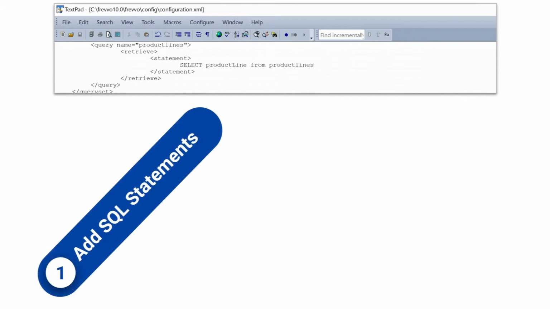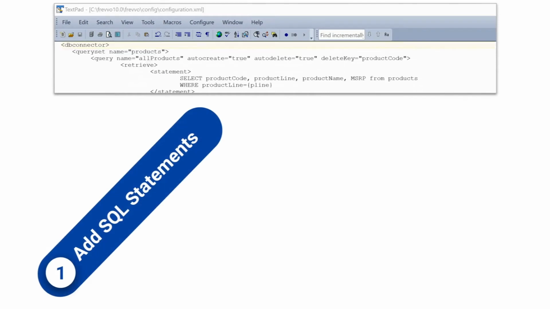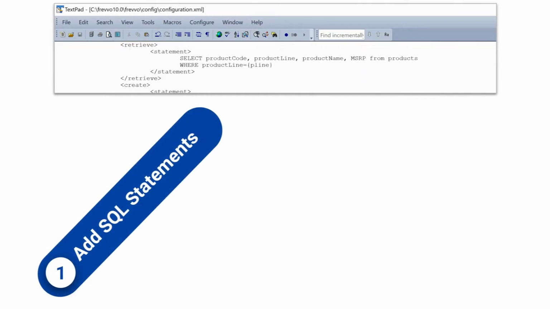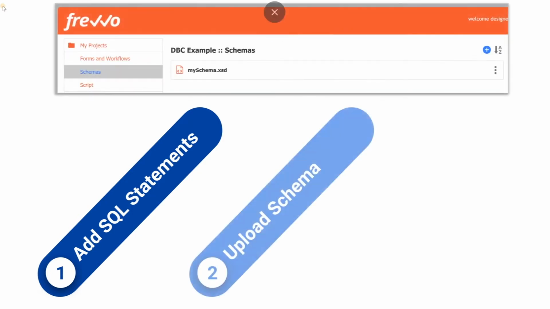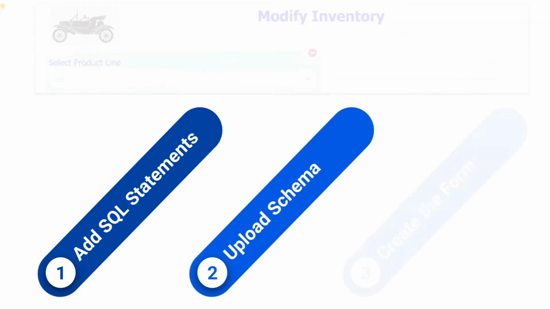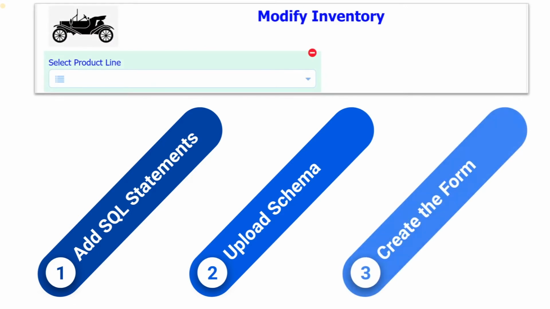First, we'll add SQL statements that tell our database connector what information to get from and send to the database. Next, we'll generate a schema that allows us to add form controls that match our database table columns. Finally, we'll create the form and set Doc URIs to automatically read from and write to our database.